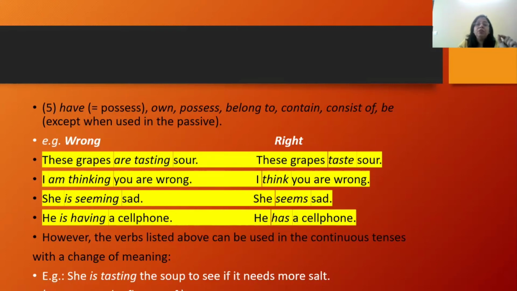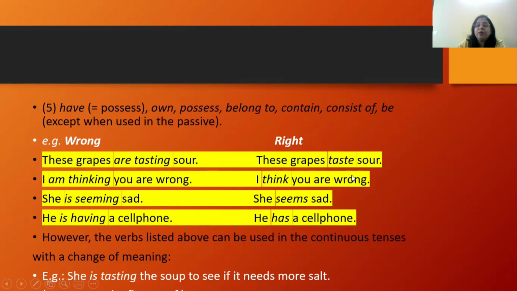So we do not use the -ing form. We mean normally we do not use it. If I am writing this sentence, you can see in the slide, "These grapes are tasting sour." It may seem to you that grammatically it is right, but no, we do not use the -ing form of taste in this way. We will write the sentence correctly in this way: "These grapes taste sour."